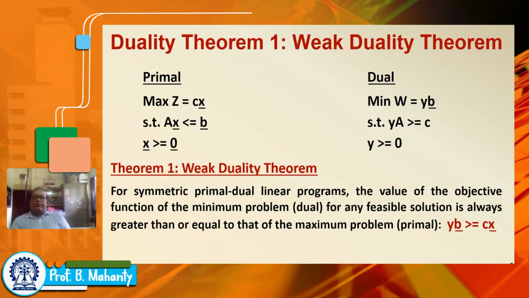So the primal dual linear program, the value of the objective function of the minimum problem. So here there are 2 problems. One is the maximum problem, which is our primal. Another is the minimum problem, which is the dual. Now for any feasible solution, look here, when you are solving a primal problem, it is not that we get only the optimum solution. We get a number of solutions while solving the maximization problem.